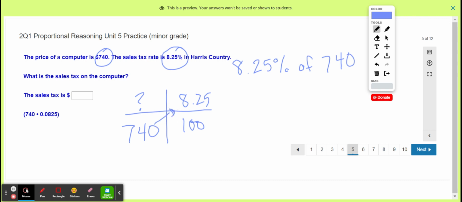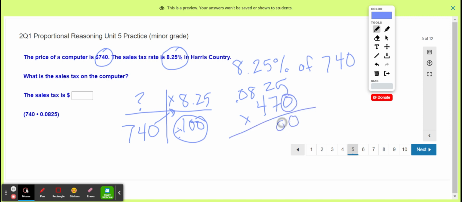Use proportional relationship, we can cross multiply and then divide by 100 to solve. Well, cross multiplying and dividing in this situation would be the same as multiplying by the decimal value of the percent. Because 8.25 divided by 100 is going to be 0.0825. And then we multiply 0 times everything on top, starting here. When you're done multiplying the 0, we cross out that spot down below.